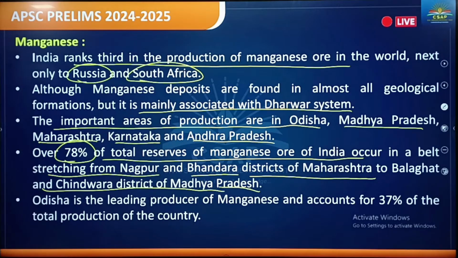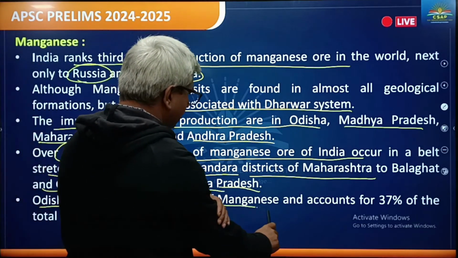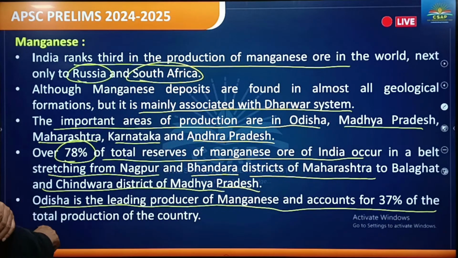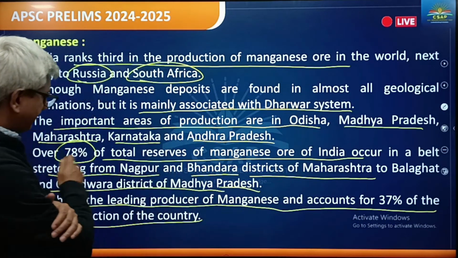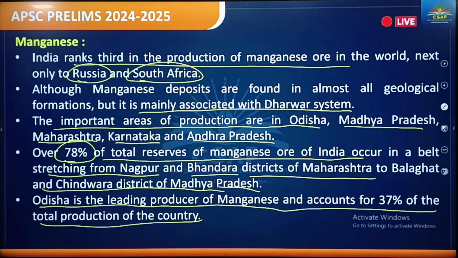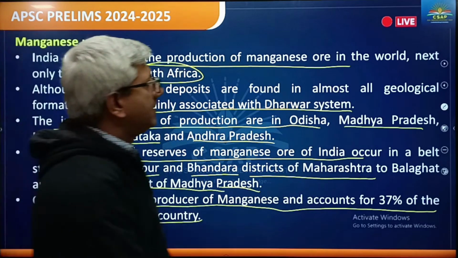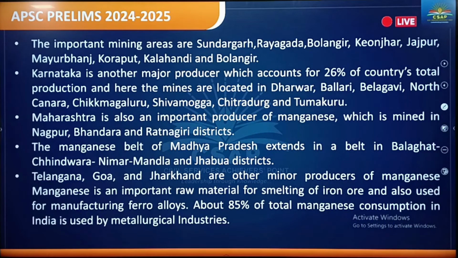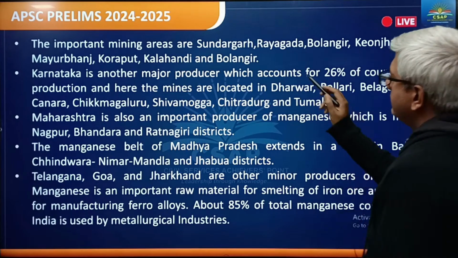Odisha is the leading producer of manganese and accounts for 37% of the total production of manganese in the country. The important mining areas are Sundargarh. These are very important areas.